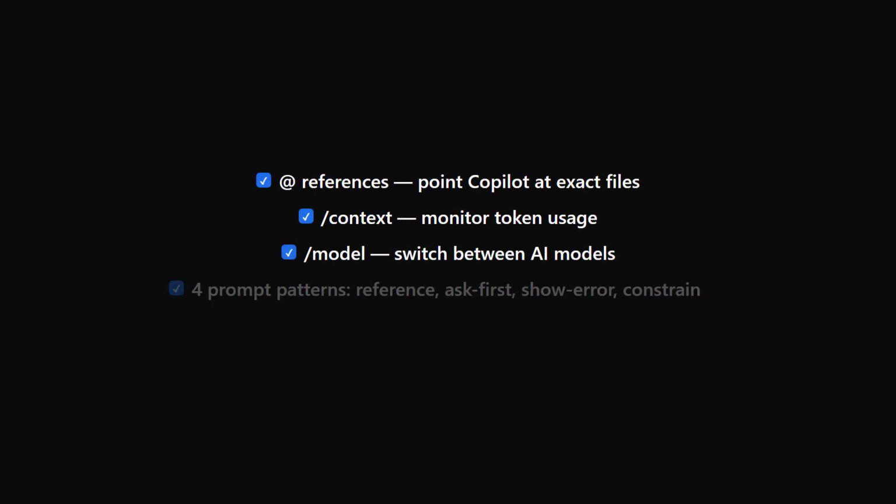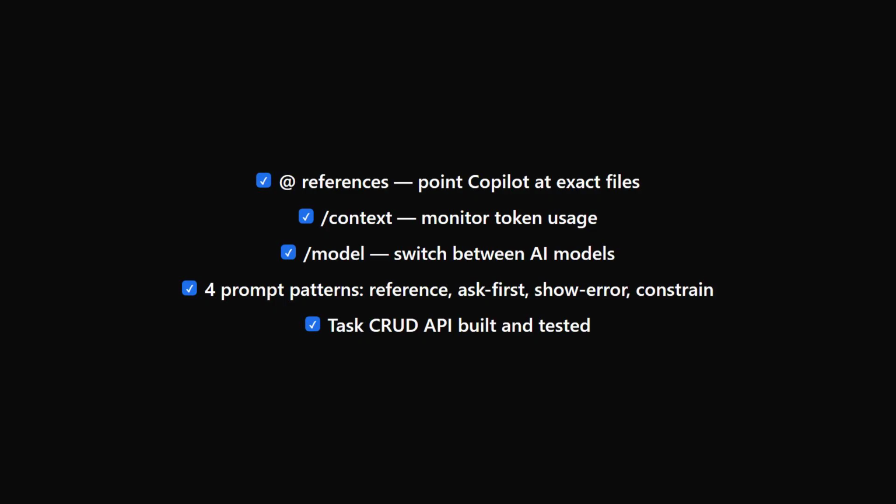Here's everything we accomplished. We learned @ references, the most important tool for precise conversations. We used /context to monitor token usage and /model to switch between AI models. We covered four prompt patterns that will handle 90% of your interactions. Reference then ask. Ask before implementing, show the error, and constrain the output. And we built a complete Task CRUD API with tests, all using those patterns.